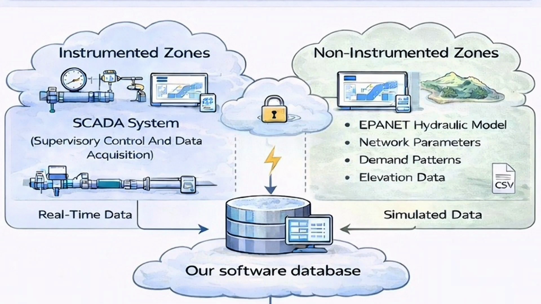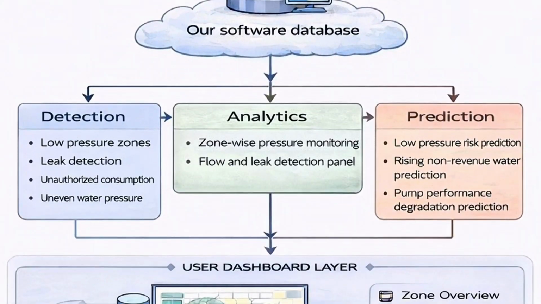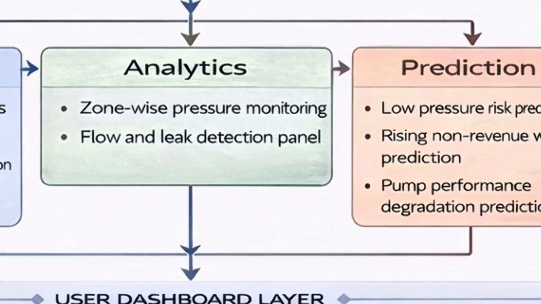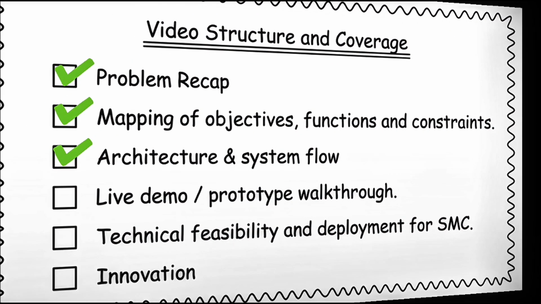Data from both instrumented and non-instrumented areas is integrated into our database. The system processes this data for detection and analytics and further performs predictions. All these layers are unified into a single dashboard providing zone overview and real-time monitoring. So with this, the mapping of objectives, functions, constraints, and the system architecture is completed. Now let's move to the live demonstration of our dashboard.